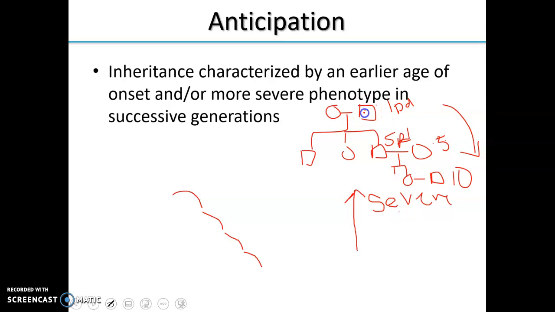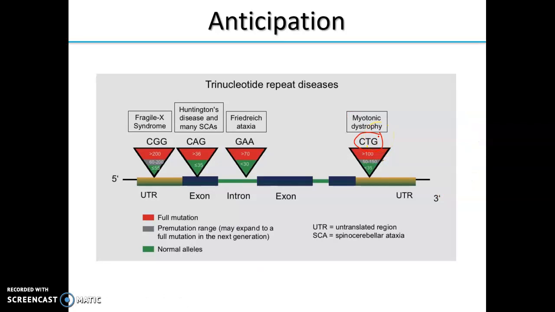Here, he might not have gotten his one polka dot till he was 50. She might get it at 35. This one might get it at 5. Okay, so with each generation, either a more severe phenotype or earlier age of onset. How is this possible? So this is possible by trinucleotide repeats.